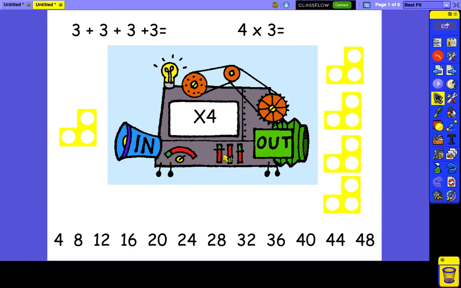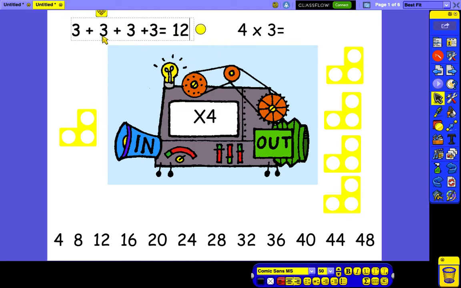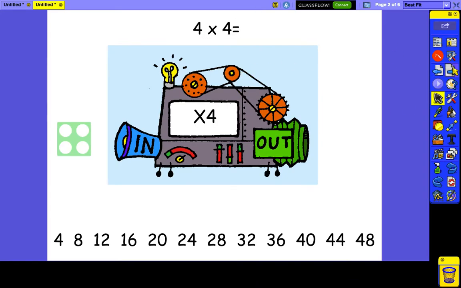Now, what's the answer then to this multiplication machine? Well, you could do addition. The addition would be 3 add 3 add 3 add 3, which gives you 12, but that's quite long and cumbersome. So we can do it as a multiplication. There are 4 sets of 3, which equals 12. Let's see if that's right. One set of 3, 2, 3. So we have 1, 2, 3, 4 sets. It equals 12. 4 times 3 equals 12.